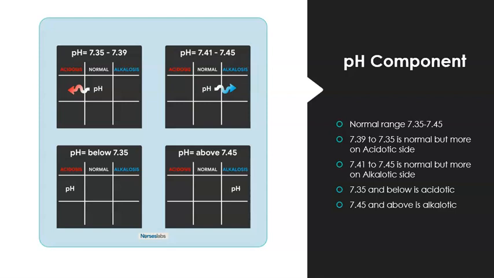If you have a value that is 7.41 to 7.45, again, still a normal value, but they're leaning towards the alkalotic side. So these could indicate that your patient is headed towards a more severe imbalance and would hopefully allow you the time to correct that imbalance before they become too out of range. Any level that's below 7.35 goes in the acidosis column. Any value that is above 7.45 goes in the alkalotic column.